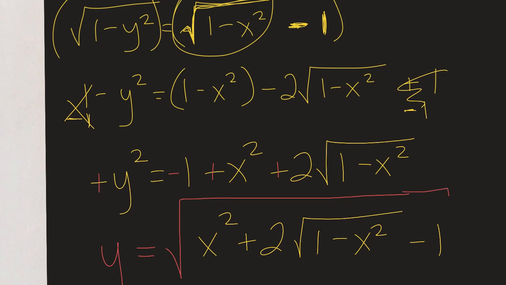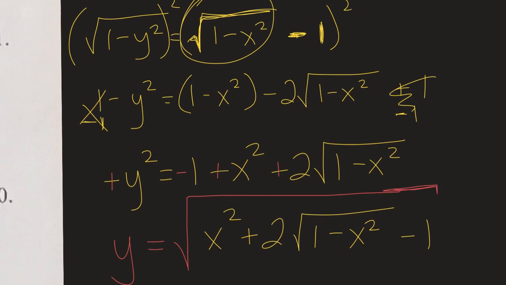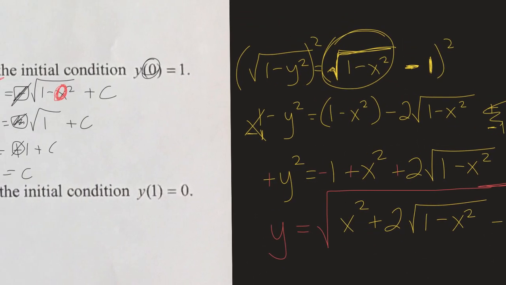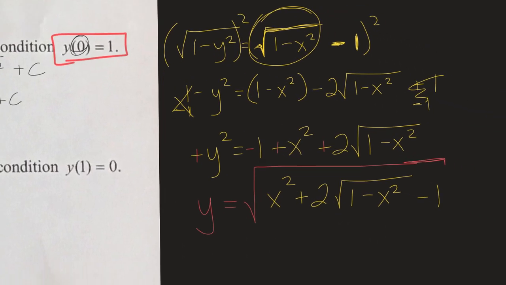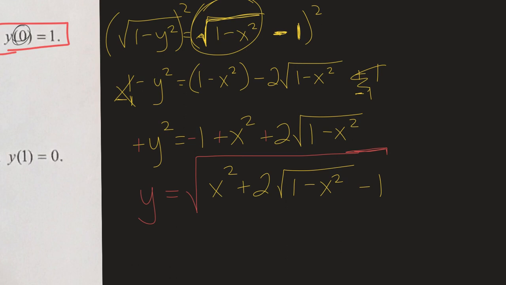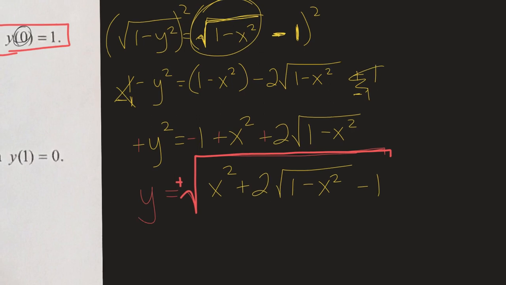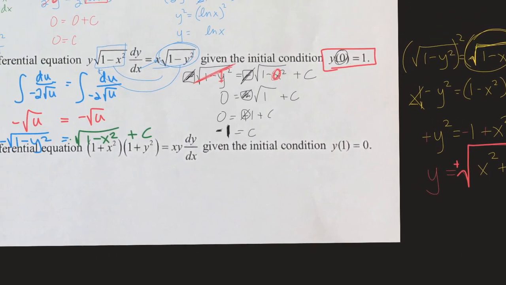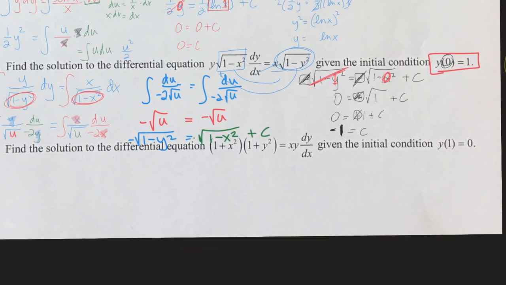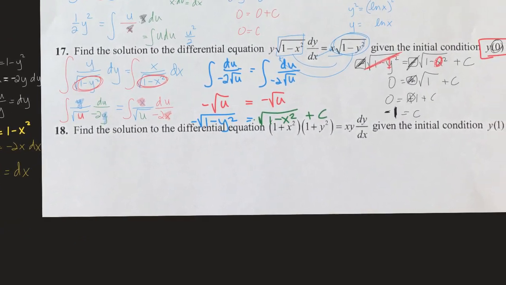Now we have to decide whether it's positive or negative. Looking back at your initial condition, we want when x is 0, y to be 1, which is a positive value, so we're going to keep the positive as the answer. So positive root x squared plus 2 roots of 1 minus x squared minus 1. I agree, that's a crap ton of algebra. Whew. There's a whole lot of algebra here.